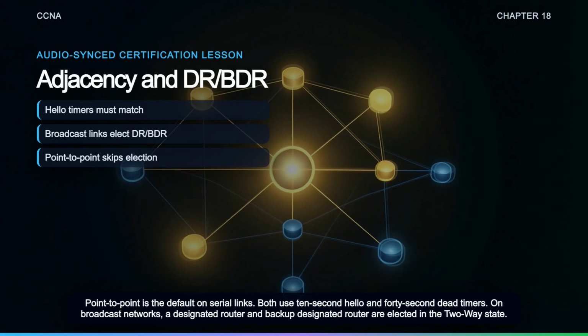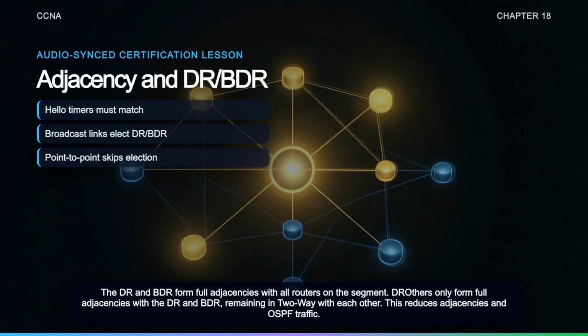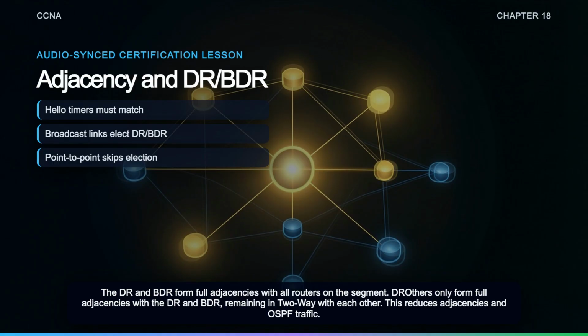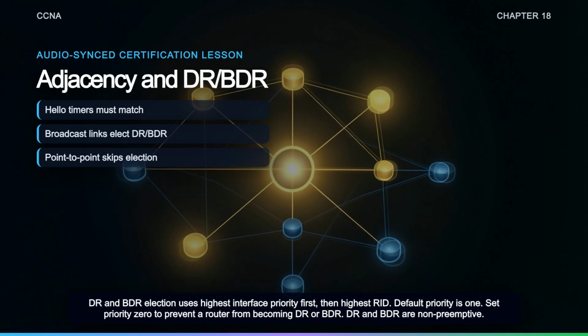On broadcast networks, a designated router and backup designated router are elected in the two-way state. The DR and BDR form full adjacencies with all routers on the segment. DROthers only form full adjacencies with the DR and BDR, remaining in two-way with each other. This reduces adjacencies and OSPF traffic. DR and BDR election uses highest interface priority first, then highest RID. Default priority is 1. Set priority 0 to prevent a router from becoming DR or BDR.